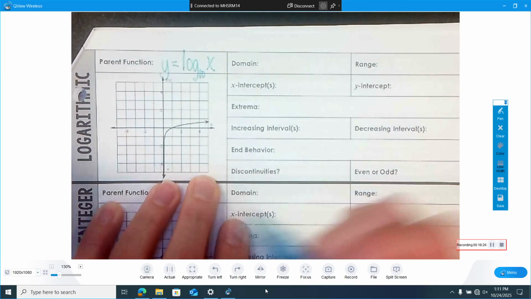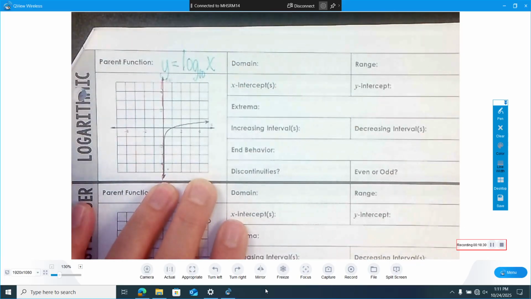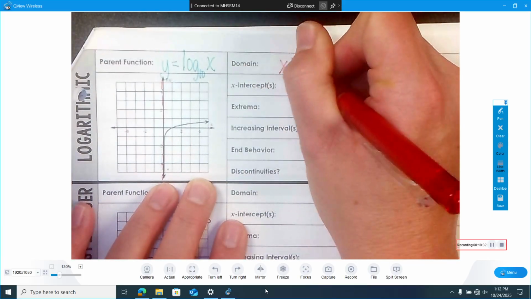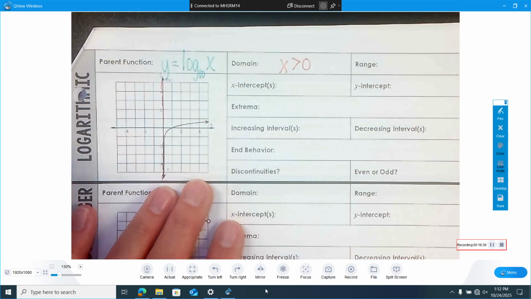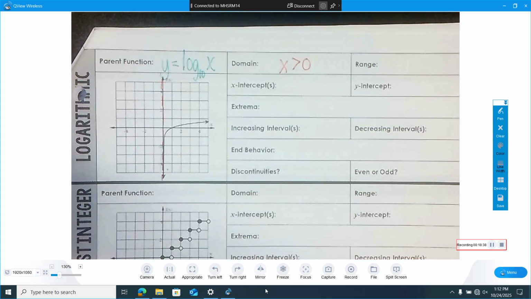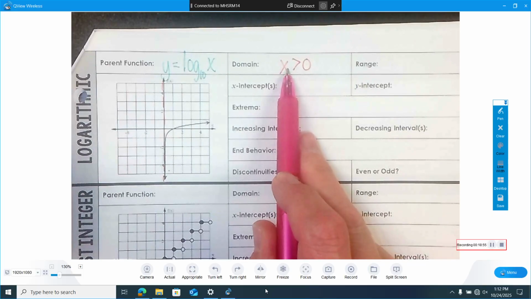This graph has a vertical asymptote here. X must be greater than 0. I cannot take a log of a negative number. I also cannot take the log of 0. You can try it in your calculator: log of 0, error. Log of negative 2, error. It's not going to work. We can only use x values greater than 0.